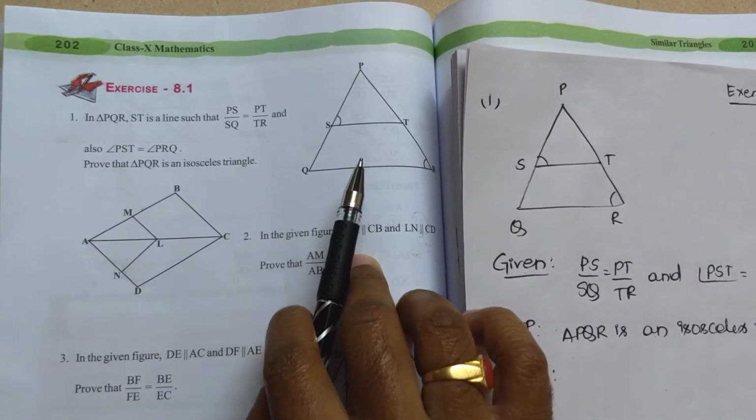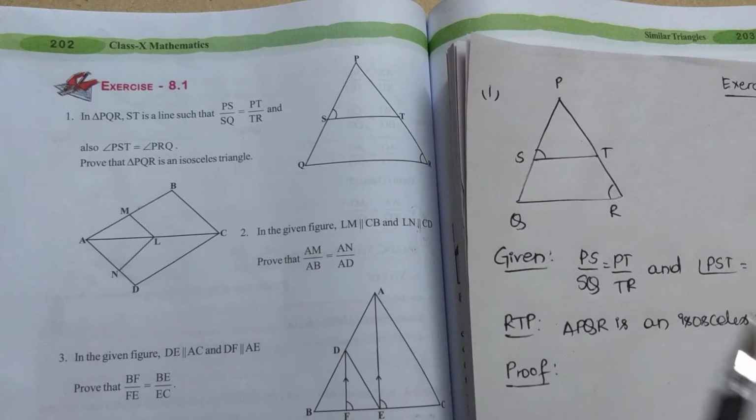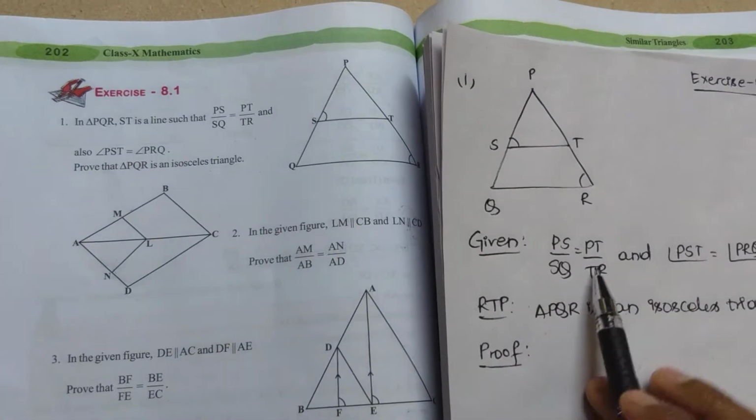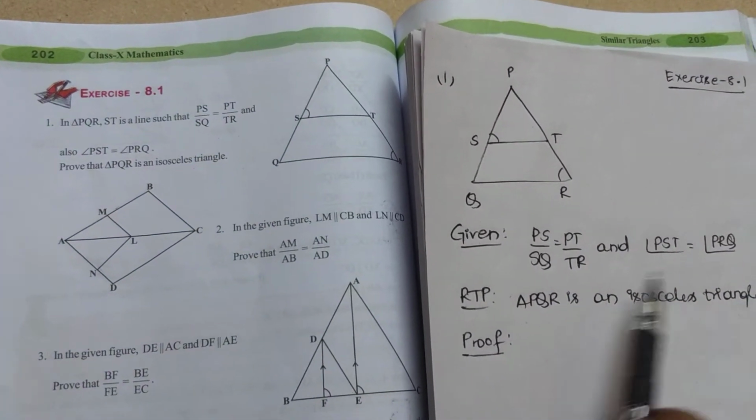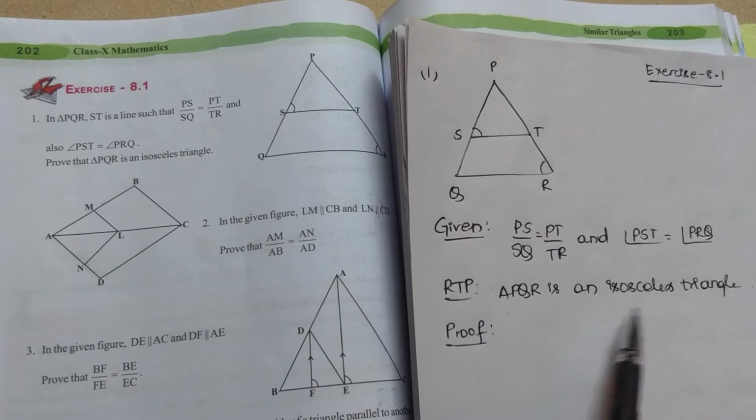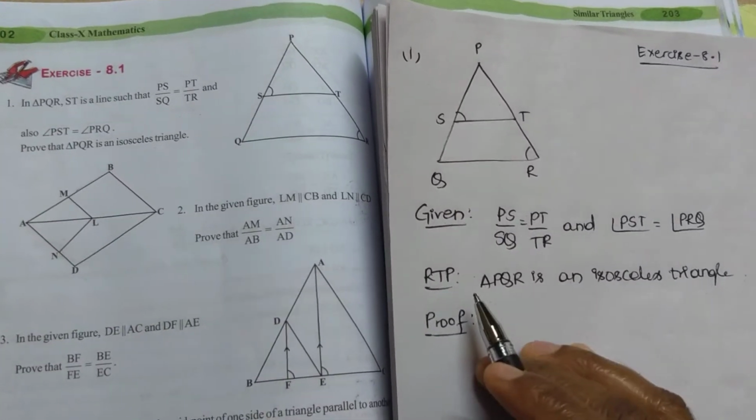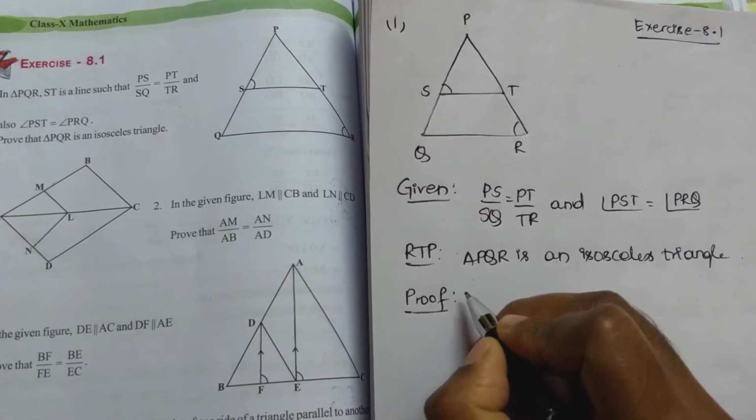So this is the figure they have given in the question here. I have drawn the same figure in the solution. In the given case, I have written whatever was given in the question. Required to be proved: triangle PQR is an isosceles triangle. Let us move into the proof.